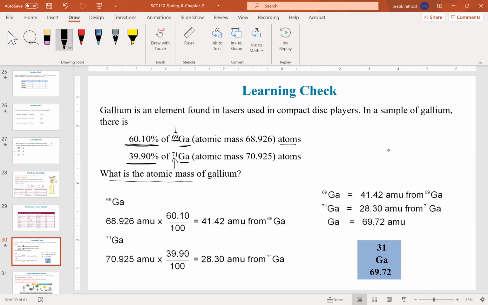What is the atomic mass of gallium? Sometimes it can be asked, what is the average atomic mass of gallium? So what you are going to do is simply multiply. The formula that I just gave you was this. I'm just going to write the formula once. Percentage abundance, abundance means the availability, right? Multiplied by mass of an atom, or generally referred to as atomic mass.